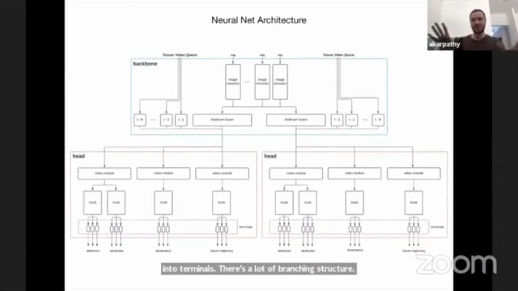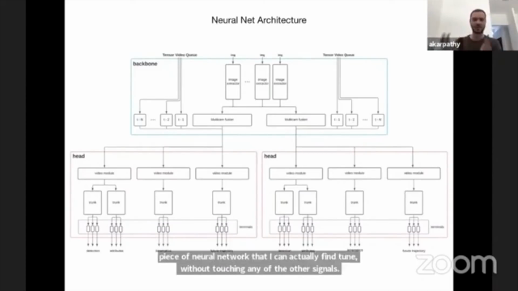And the reason you want this branching structure is because there's a huge amount of outputs that you're interested in, and you can't afford to have a single neural network for every one of the individual outputs. You have to, of course, amortize the forward pass for efficient inference at that time. And so there's a lot of feature sharing here. The other nice benefit of the branching structure is that it decouples all these signals at the terminals. So if I am someone working on velocity for a particular object type or something like that, I have a small piece of neural network that I can actually fine tune without touching any of the other signals.